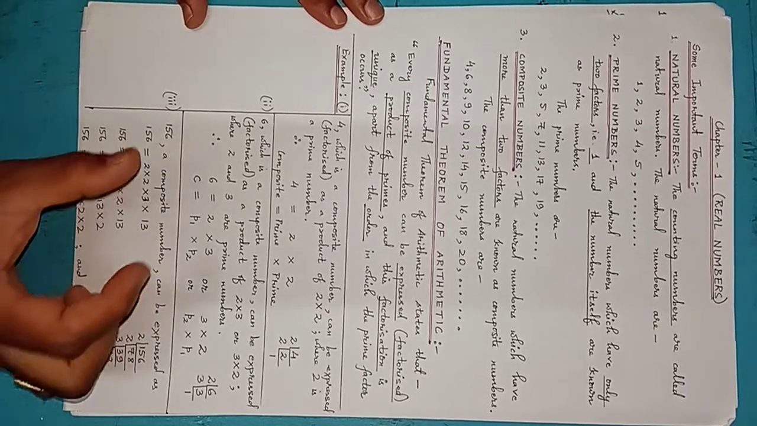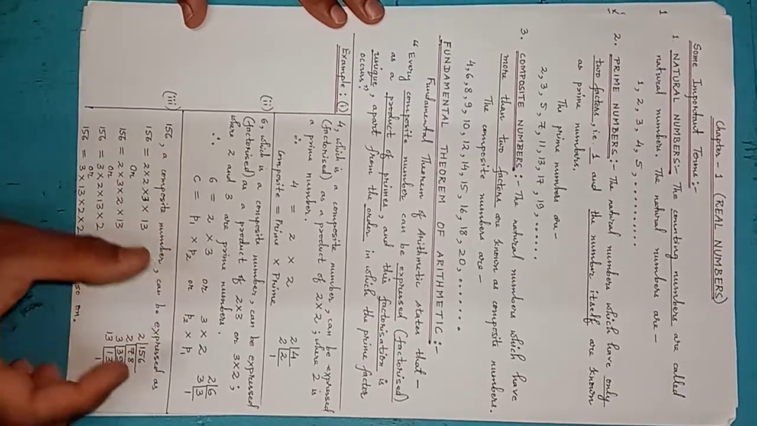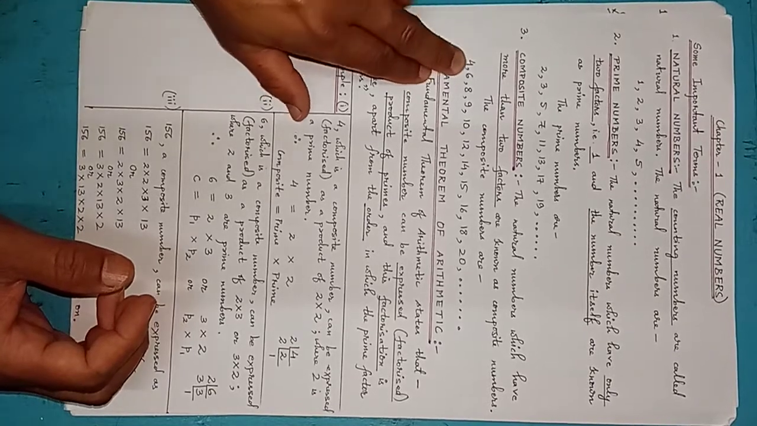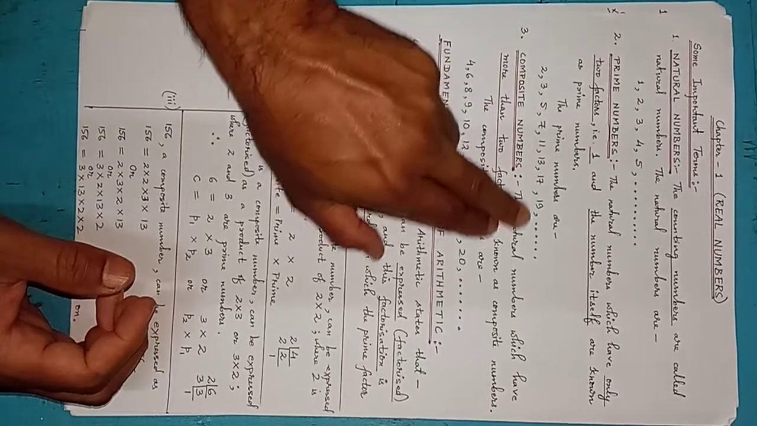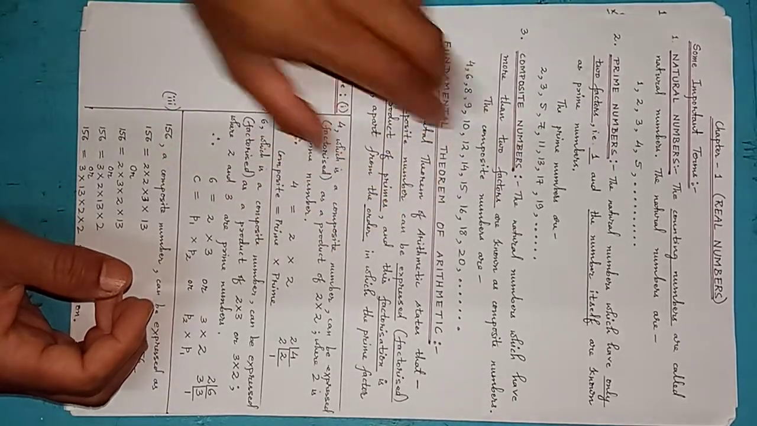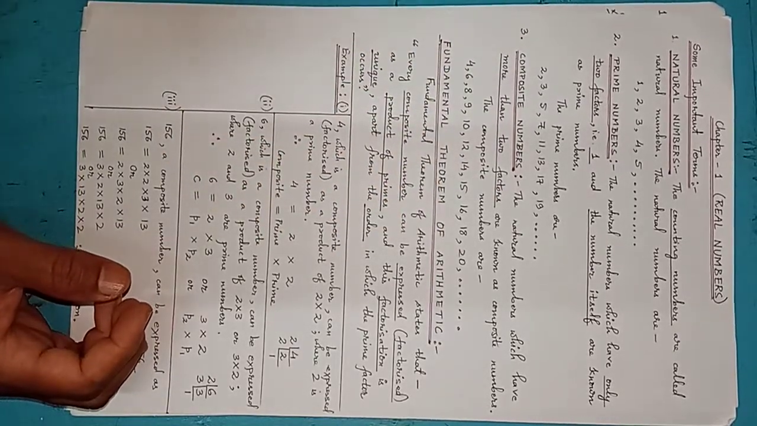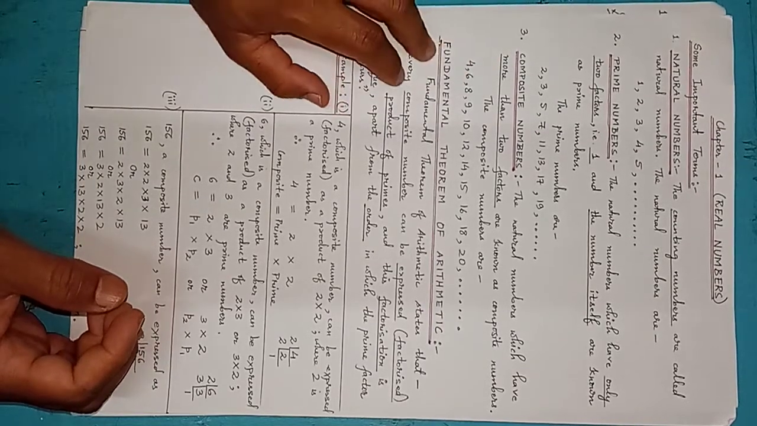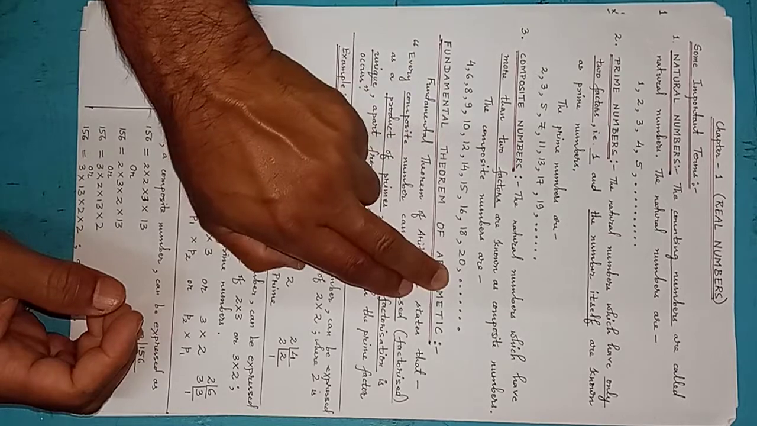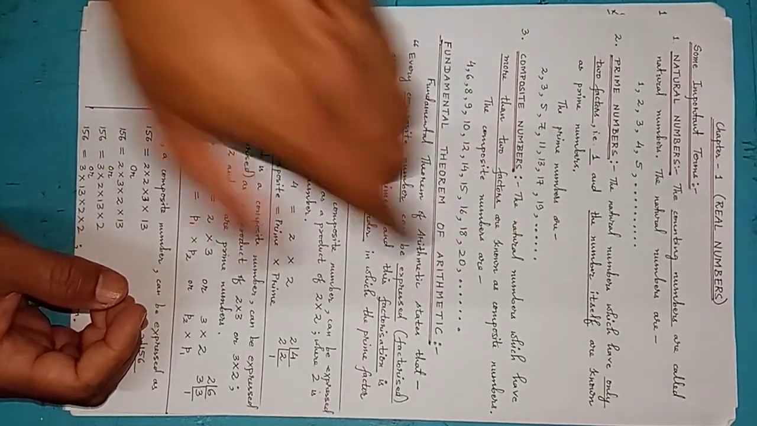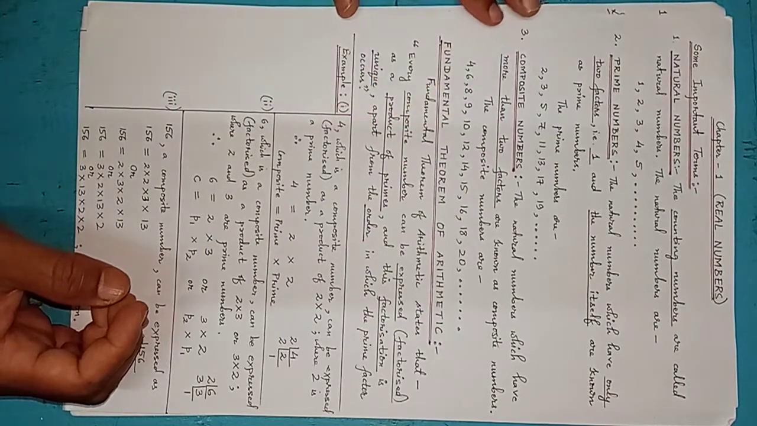That means composite numbers can be expressed as the product of prime numbers. 4 can be expressed as a product of these prime numbers, and 6 can be expressed as a product of some of these prime numbers. A particular unique expression is there, but it should be made of prime numbers. In the same way, all these composite numbers can be expressed as a product of some of these prime numbers. So this simple rule is called the fundamental theorem of arithmetic.